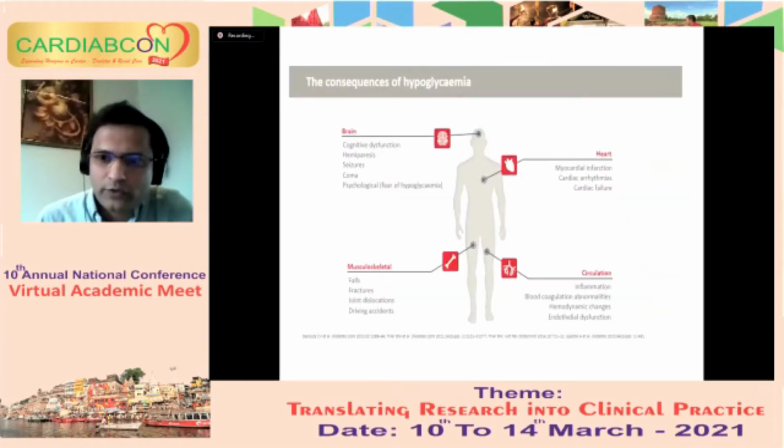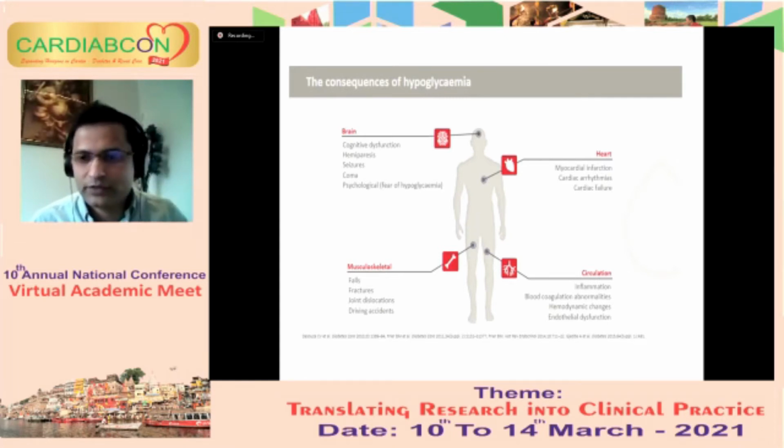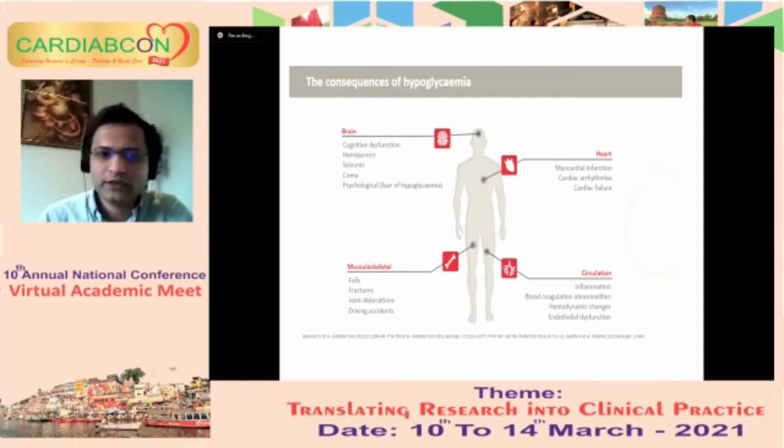As we all know, the main focus of hypoglycemia is on the brain, because it causes cognitive dysfunction, it can cause hemiparesis, and if it is not treated immediately, it can cause seizures, coma, and ultimately death. It can also cause falls, which eventually result in fractures and joint dislocations, and I have seen a few driving accidents because of hypoglycemia.